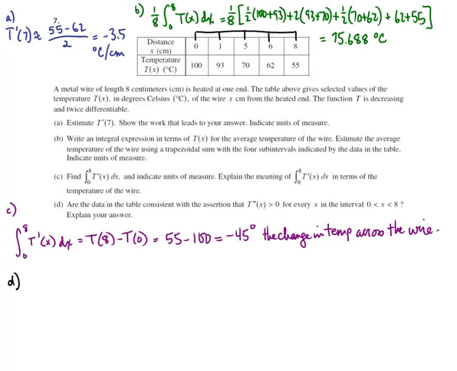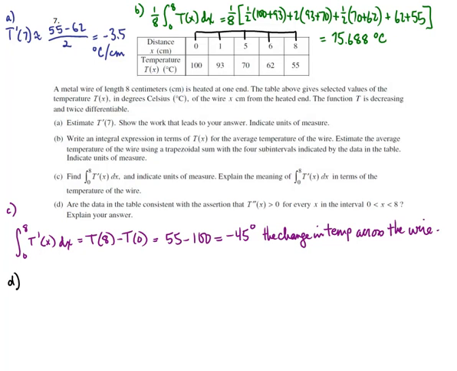Okay, in part D of problem 7, are the data in the table consistent with the assertion that T double prime of x is greater than 0 for every x in the interval from 0 to 8? Explain your answer. Well, first of all, this particular question, like all of the part Ds, tends to be a little bit more abstract, might be a little bit more difficult, but it's only worth 1 or 2 points at the most, especially when you're splitting 9 points over 4 questions.